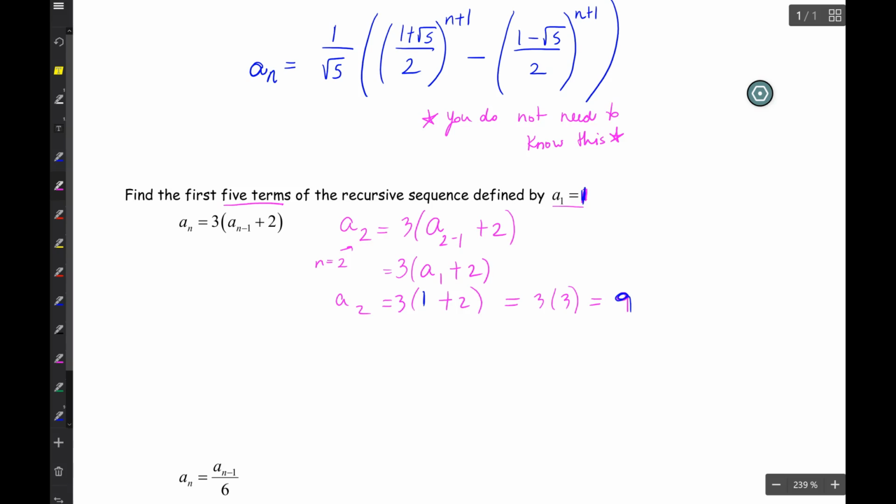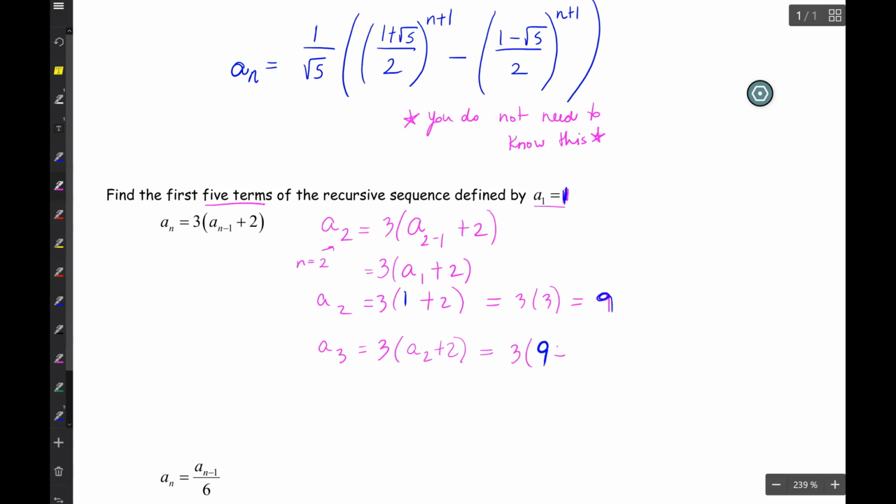The third term is going to equal 3 times, now I'm plugging in 3 for n, so it's going to be the second term plus 2, or the previous term. So that would be 3 times, what was the second term's value? 9, so I'm adding 9 plus 2, which gives me 11. 3 times 11 tells me that the third term is equal to 33.